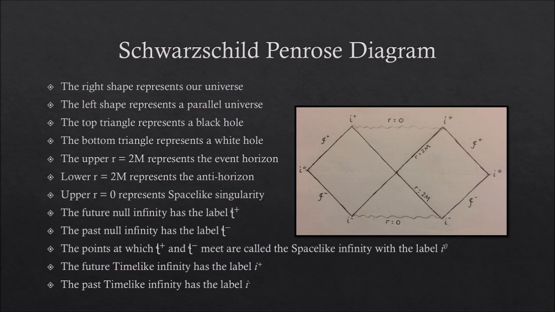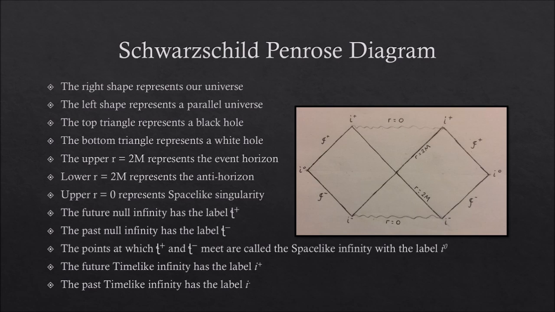That's where all of the light and things are getting shoved up to, and then it's going to get drawn into the black hole. The lower r equals 2m is the anti-horizon of the white hole, where nothing can actually get in, and so it's the polar opposite of an event horizon, effectively. The upper r equals 0 wiggly line is the space-like singularity.